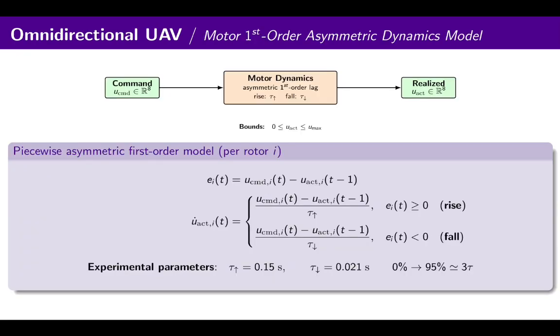It's important to mention that the motor dynamics is asymmetric. That means that the rise and fall time constants are different, due to the active braking capability of the OmniOcta's onboard electronic speed controllers. These constants are experimentally identified from the real platform.